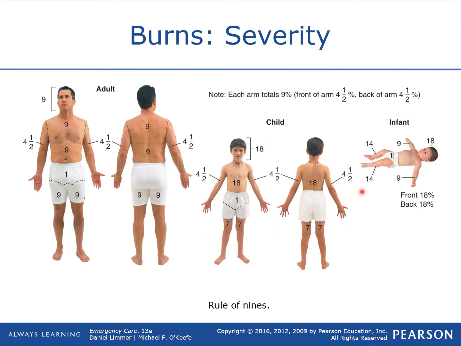So we do augment it a little bit for kids, and with infants we augment it even more just because they have, again, different proportionate body sizes. So head is 18%, their legs individually are 14%, just like kids' legs are 7 on each side. Arms are 9%, and their front is 18, their back is 18. So it's a lot of information taken at once. Go ahead and pause this and study it a little bit, because this is something that you guys do need to know for guessing the amount of body surface area that was involved.